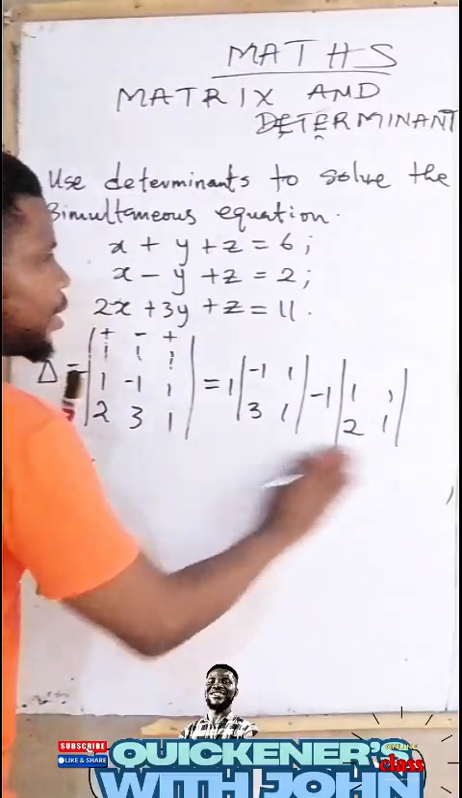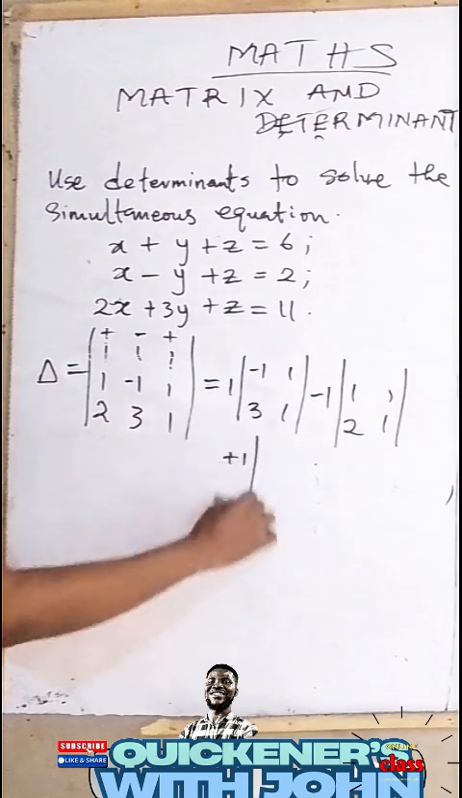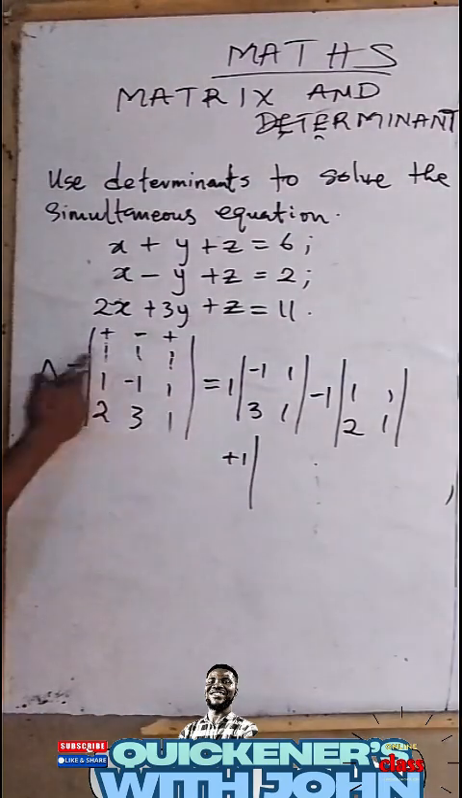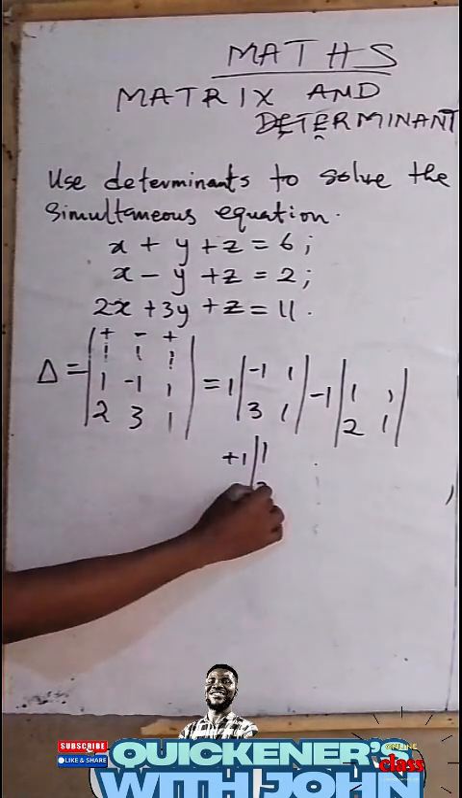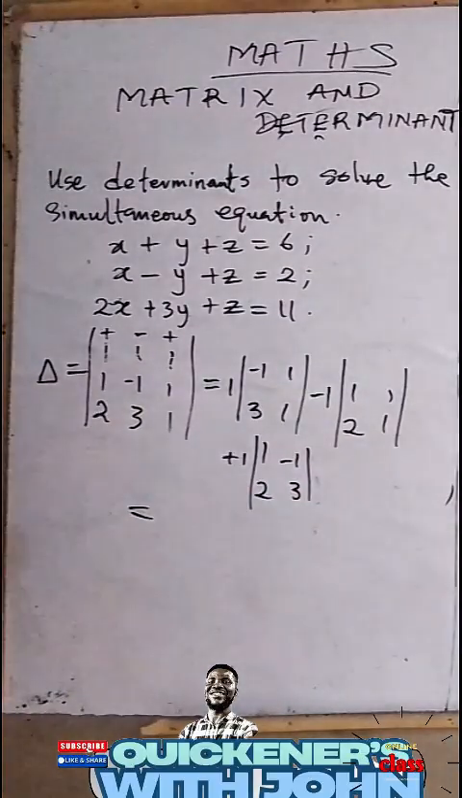The same thing happens for the last one, plus 1. I'll suspend this row and this column. I'll form a matrix with 1 and 2, minus 1 and 3. Do you understand? Okay? So let's go.